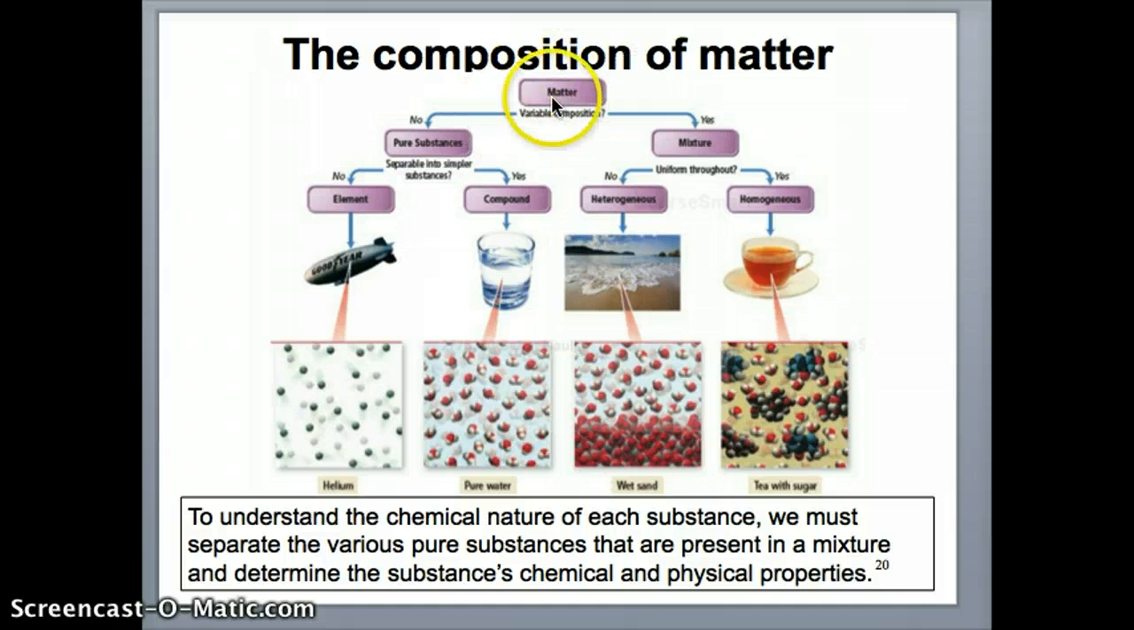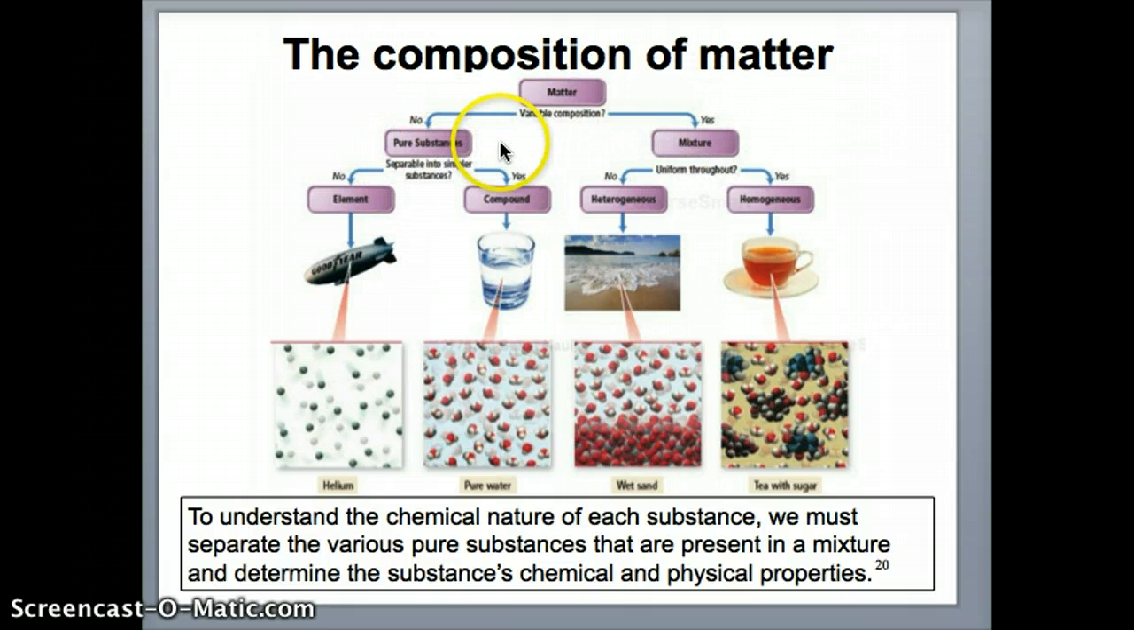Now, what we want to talk about now is just how chemists break down matter, because it's a little too complicated to just think about matter as one substance. So you have to think about what the matter is made out of or is composed of. Okay, so the first thing is to break it down fairly simply into two things, something called a pure substance and something called a mixture.